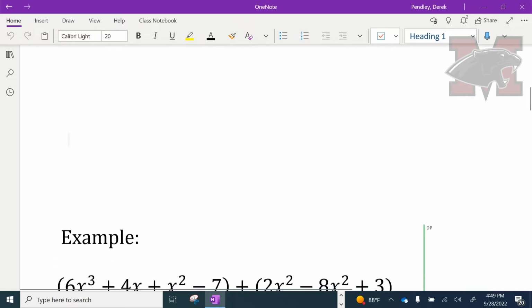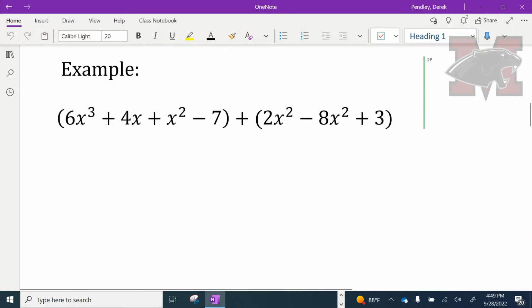All right, so let's go to this first example here. This first example, we are going to add these two polynomials. We have 6x cubed plus 4x plus x squared minus 7. And we're going to add another polynomial to it. 2x squared minus 8x squared plus 3.